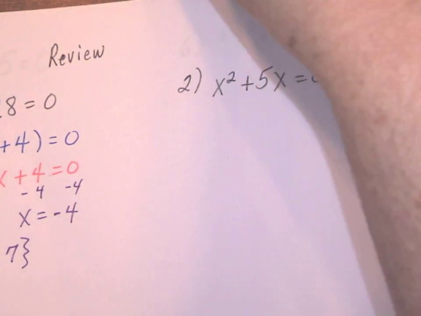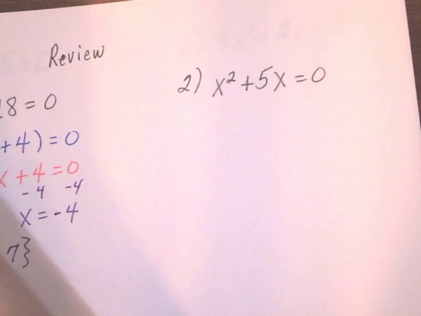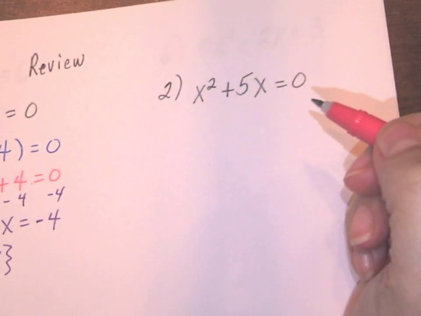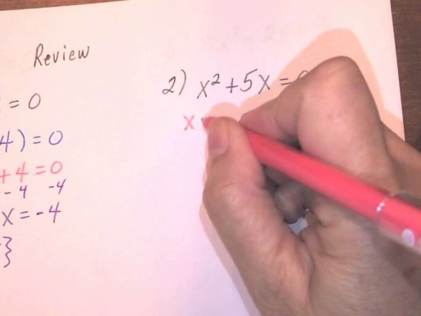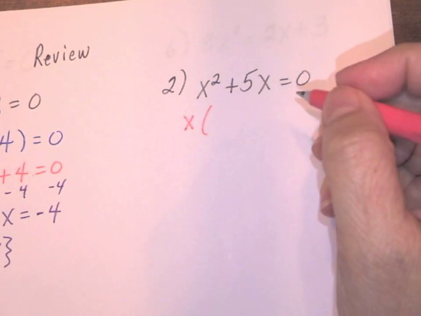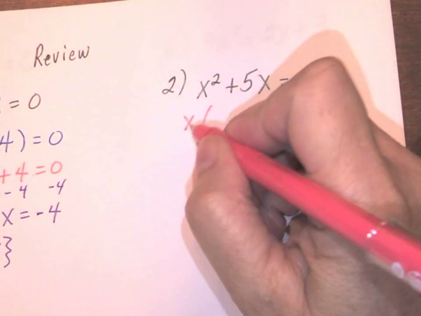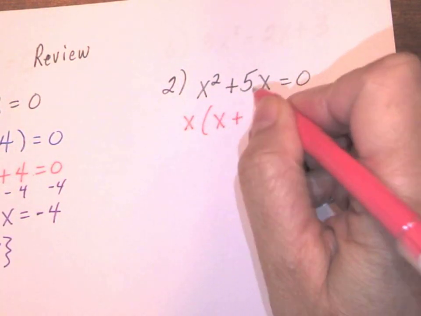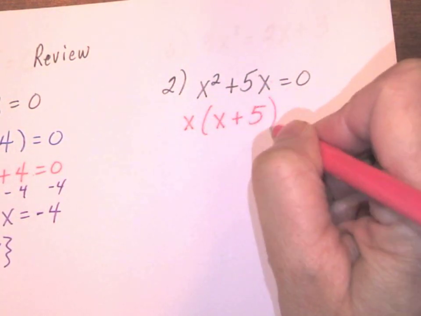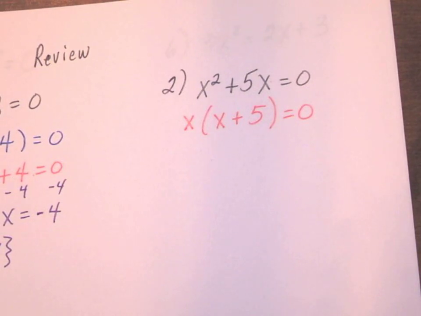This one to me looks easiest to factor also. It has a GCF. I would factor out the x because remember, I always look for a GCF first. X squared divided by x is x. 5x divided by x is 5. This one factored quite easily with a GCF.